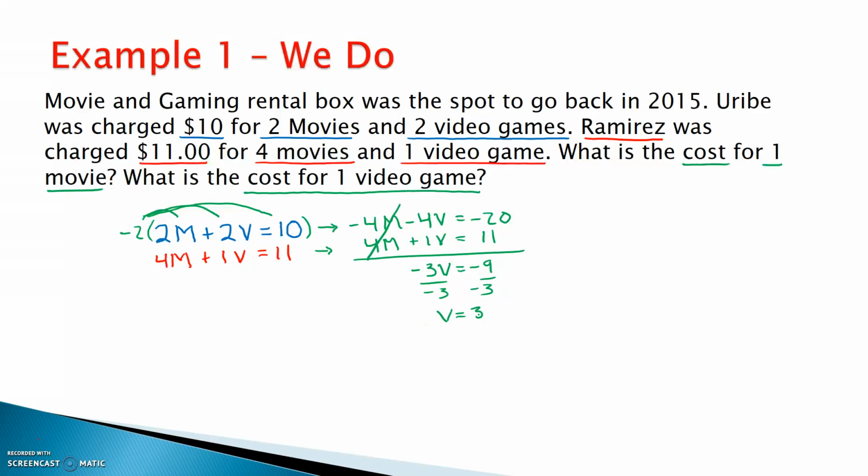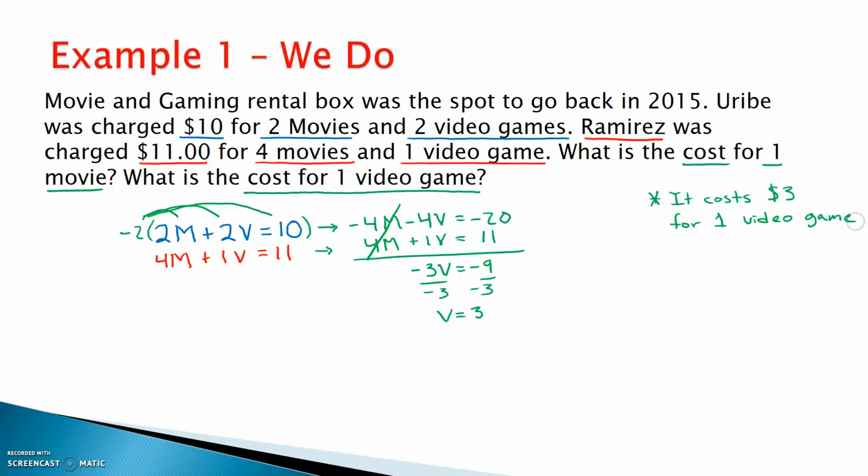Now that's great, but this actually means something. Okay, v was standing in for video games. So what is this saying here? It's going to cost me how much for one video game? Let's write a little sentence over here. It costs $3 for just one video game, for a single video game. That's how much I'm spending.